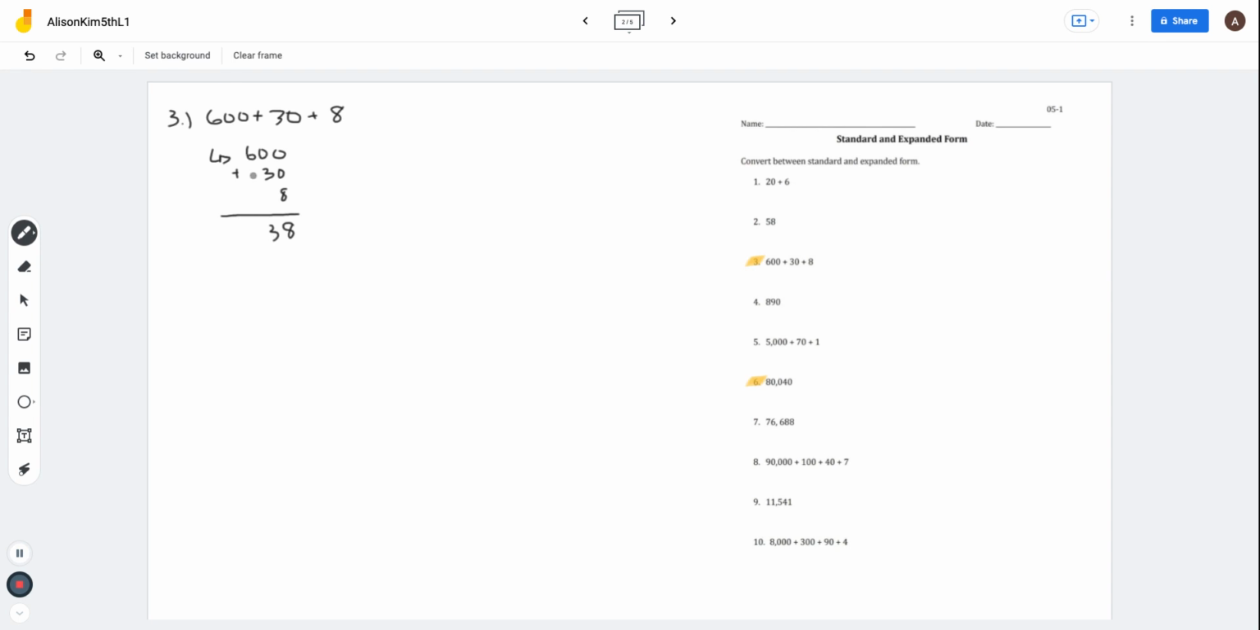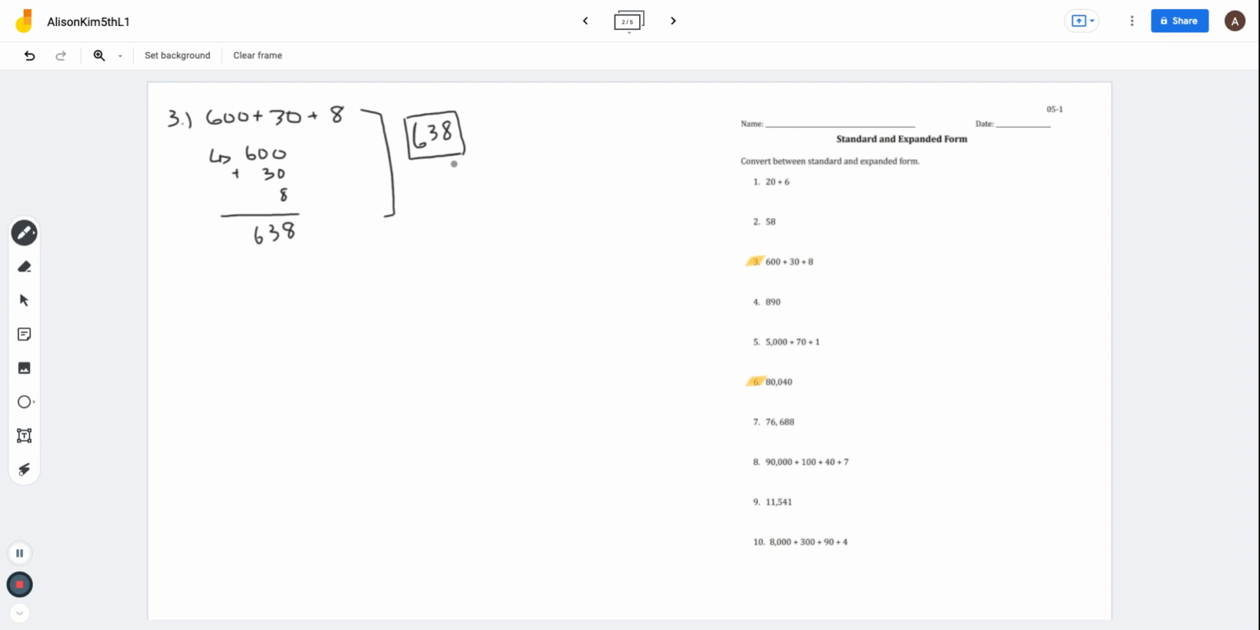And then 6 plus 0, because in front of these numbers, there's going to be an imaginary 0. So it will be just 6. So the standard form of 600 plus 30 plus 8 is going to be 638. And that's called the standard form.